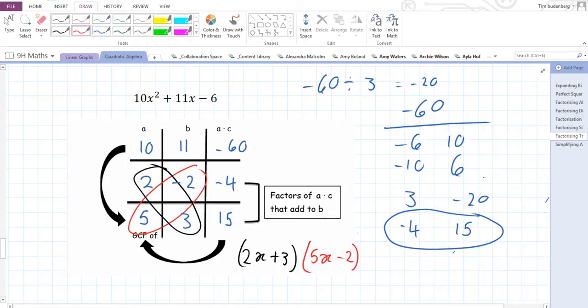And note, the order we write those bracket pairs doesn't matter. We could have the 5x take 2 first. And no, they don't have to be color-coded. I'm just showing you where they've come from.